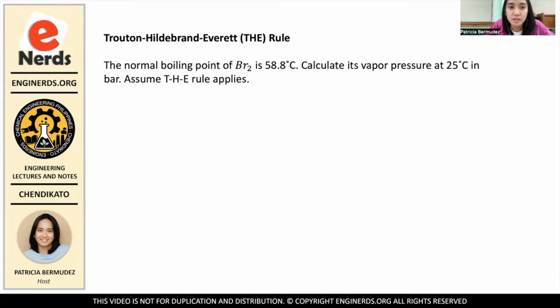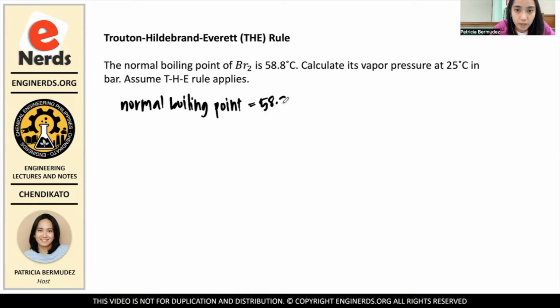So the problem states that the normal boiling point of bromine is 58.8 degrees Celsius. Calculate its vapor pressure at 25 degrees Celsius in bar. Assume THE rule applies in this problem. So if you notice here, unlike problems in Clausius-Clapeyron equations, na dun lang mismo nakafocus, dito, ang given lang natin here is normal boiling point. So we have the normal boiling point, which is 58.8 degrees Celsius.